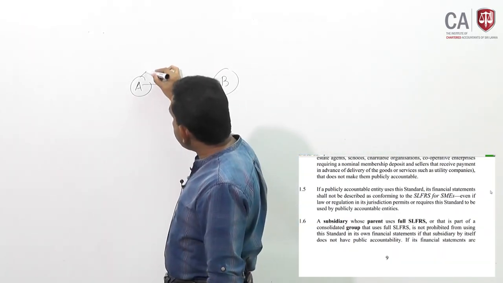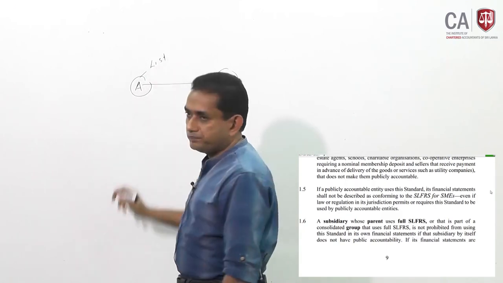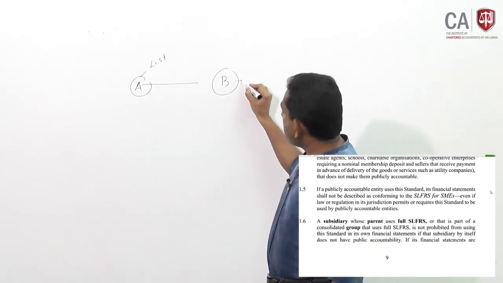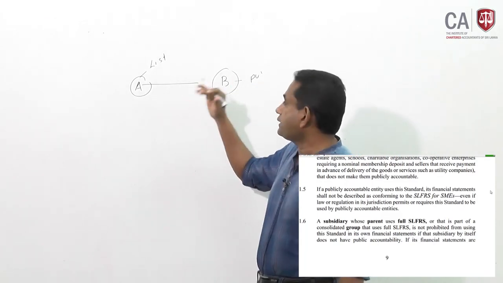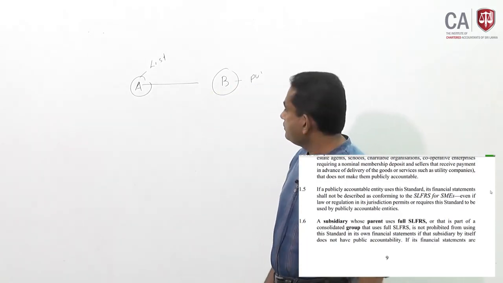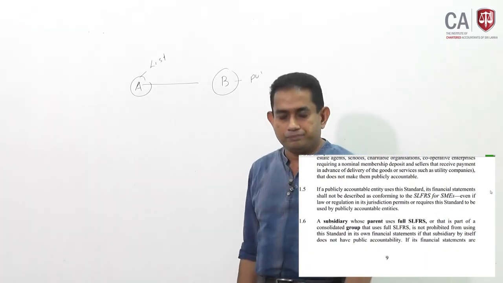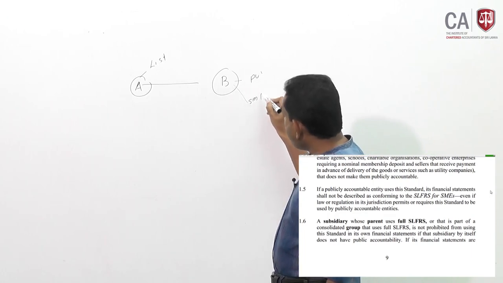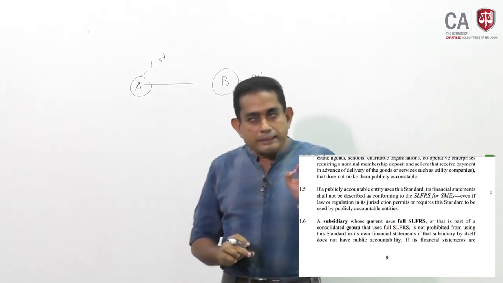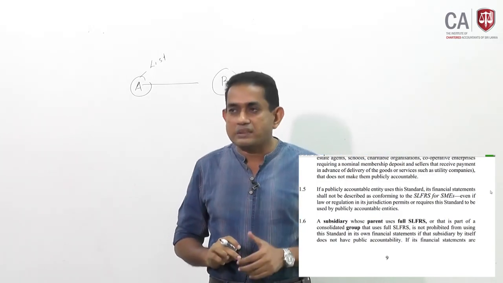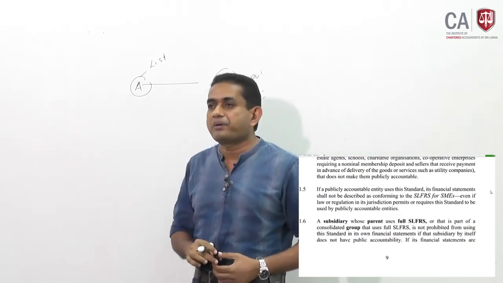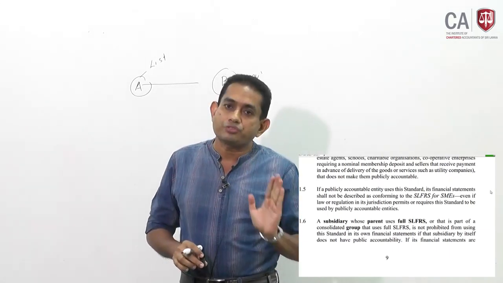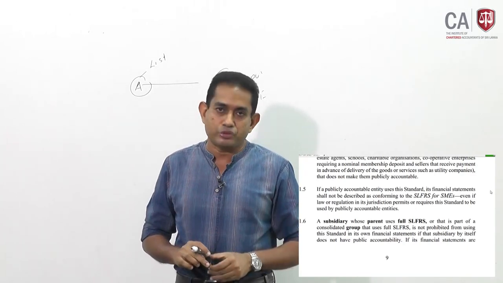And A is a listed company and that has public accountability. So, A does not fall within the category of SME. But company B is a private limited and A has acquired company B in full. So, B does not have public accountability. Then B will fall under SME category and B can use the SLFRS for SME in preparing the financial statements, whereas the parent company does not fall into the category of being an SME. So, the parent company has to use the full SLFRS in preparing the financial statements.